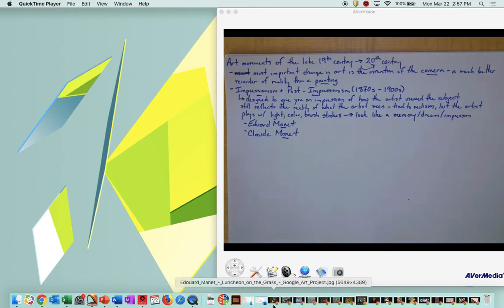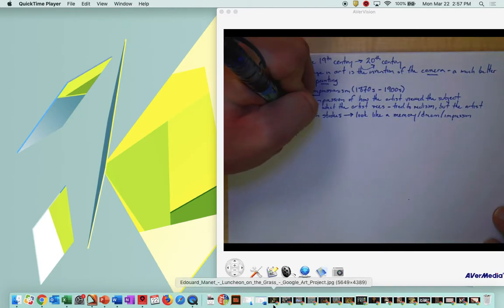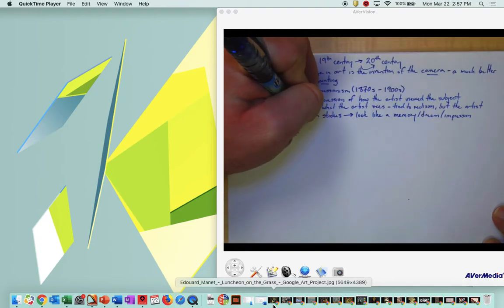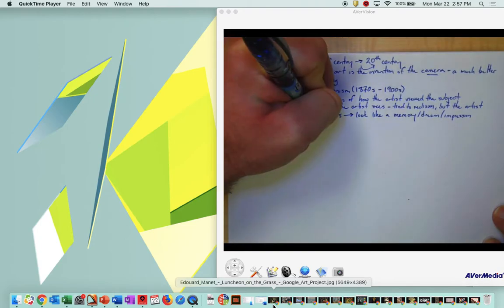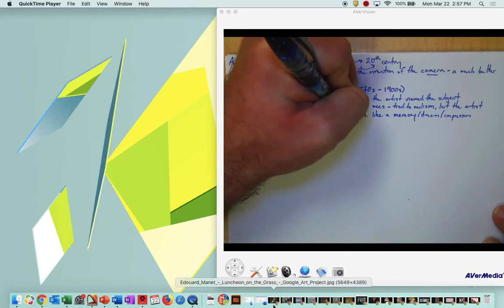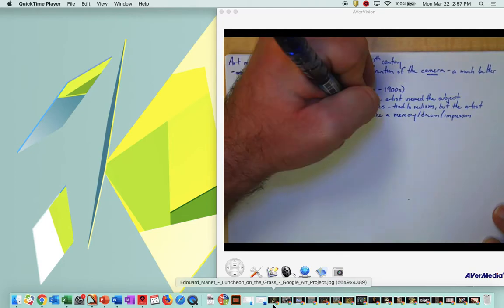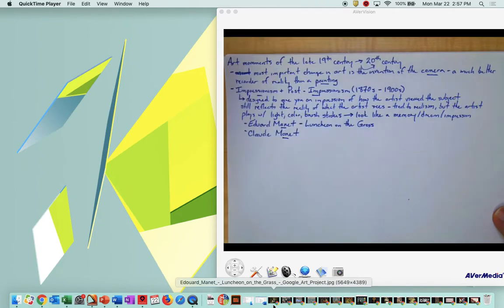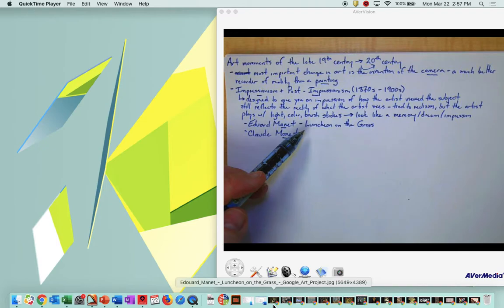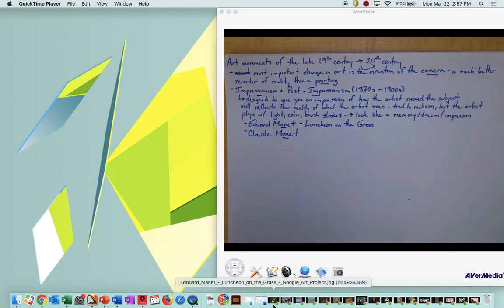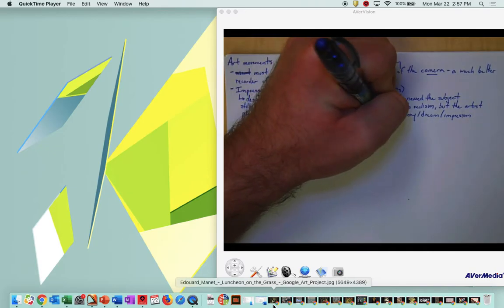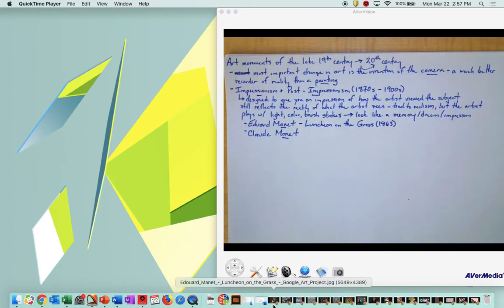So this is a Manet, and this is called Luncheon on the Grass, and you can see it there in the bottom of the screen. Now, this one was kind of the first Impressionist painting. And at the time when this was exhibited in 1863, it was a scandal. And you'll probably see why when I pull it up on the screen.